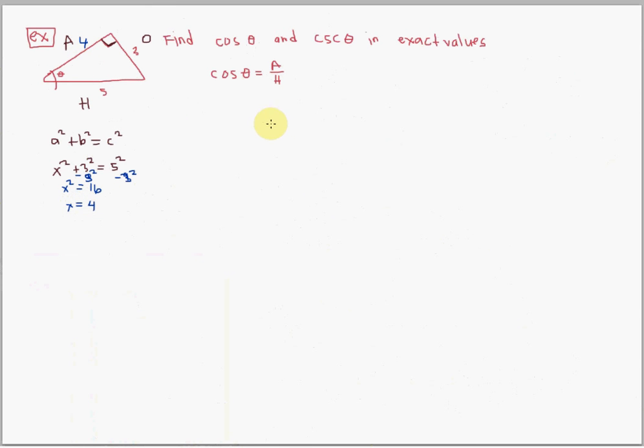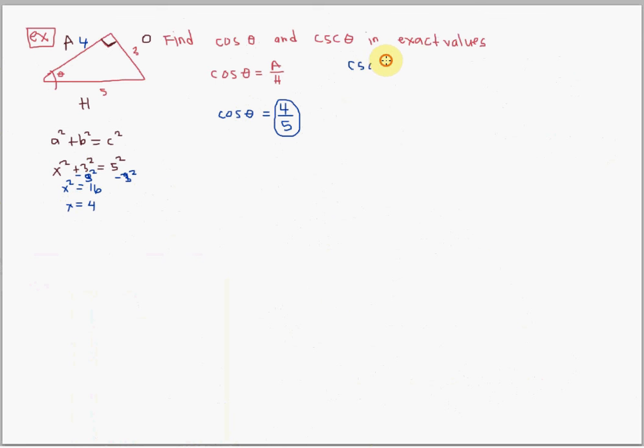So now I want to find what cosine of theta equals. Well, cosine of theta equals the adjacent side, which is 4, divided by the hypotenuse, which is 5. Now, if this could reduce, we would reduce it, but you keep it as a fraction, and that is the solution. Okay, now what is cosecant?